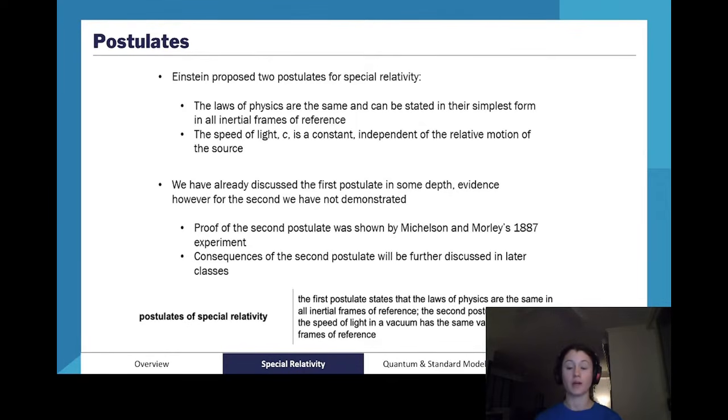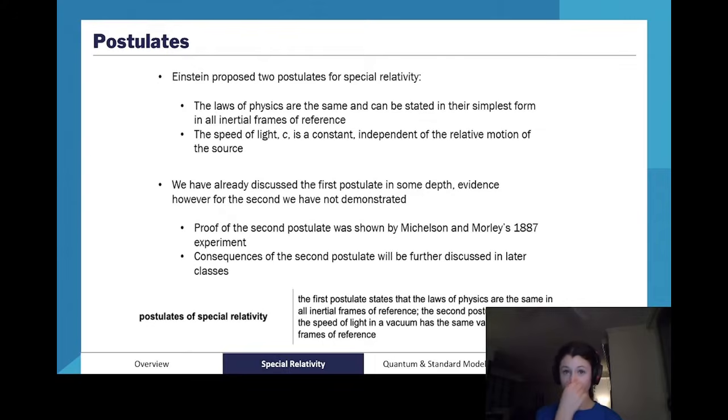So an inertial frame of reference could be traveling at 30 meters per second. As long as it is traveling at a constant velocity, it is inertial. If an object is traveling at 30 meters per second in a circle, it is not inertial because even though the speed is constant, the direction is not, because it's changing direction. Remember, velocity is a vector quantity, so it's a measure of both magnitude and direction. Right.